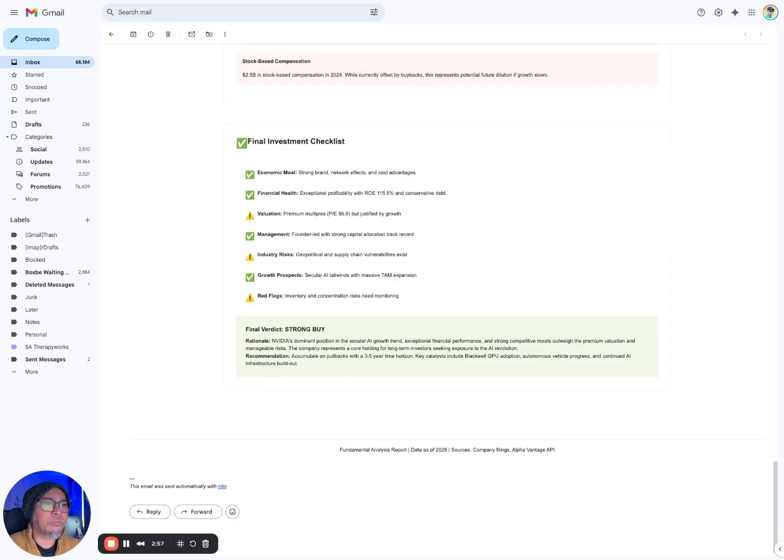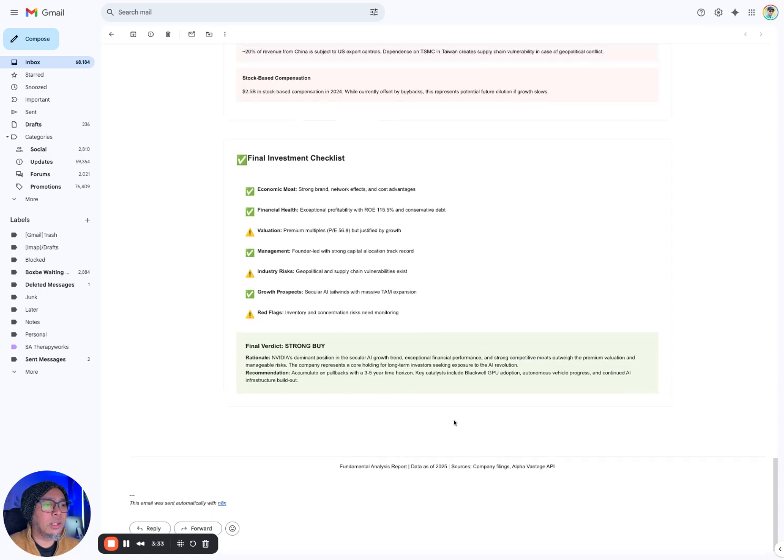Okay, so PE, even if it's high, but if the growth of the company keeps growing, it is justified, because you are taking into account the potential growth of the company. And then the management, industry risk, growth prospects, anything. And then it gives you a final verdict, strong buy, okay? So it explains the rationale behind why it's a strong buy. And then it also shows you here, this is data as of 2025. And then sources are the company filings, and Alpha Vantage is a financial data retrieval platform, so it uses the Alpha Vantage API, and that's it.